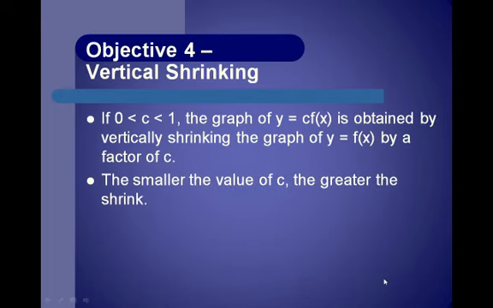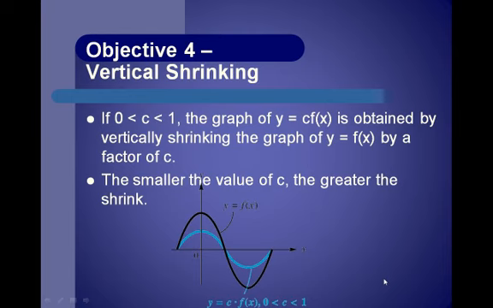Now, objective 4 is vertical shrinking. And what that says is if c is between 0 and 1, meaning if c is a fraction value, then the graph of y equals c f of x is obtained by vertically shrinking the graph of y equals f of x by a factor of c. The smaller the value of c, the greater the shrink. So in this case, same thing, we started out with the black function y equals f of x. If c was 1/2, which is what it looks like, because whatever the y values were are now cut in half.